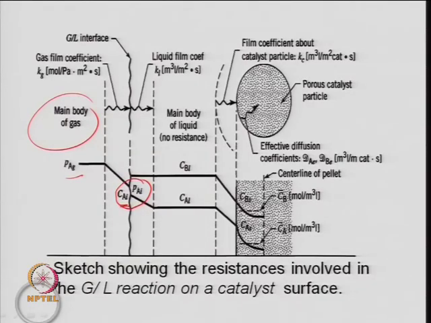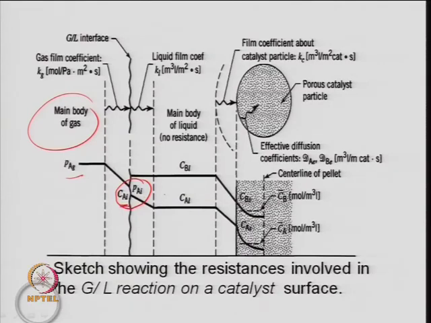Something like this, CBL is the concentration of liquid B. Since the liquid is available in large amount, we are assuming the concentration of B is large, so this is unaffected throughout. The concentration of A is transported from this to the bulk liquid. That is the mass transfer of A from the gas-liquid interface to the bulk liquid.